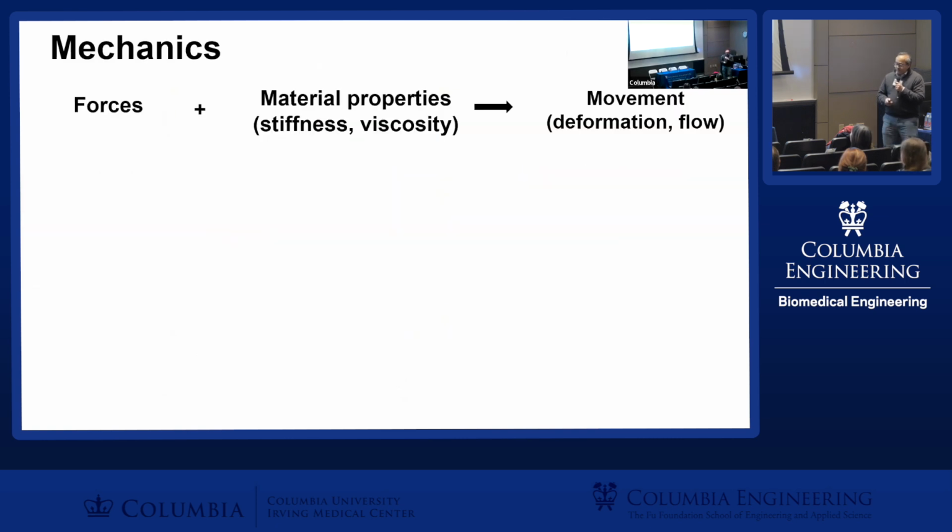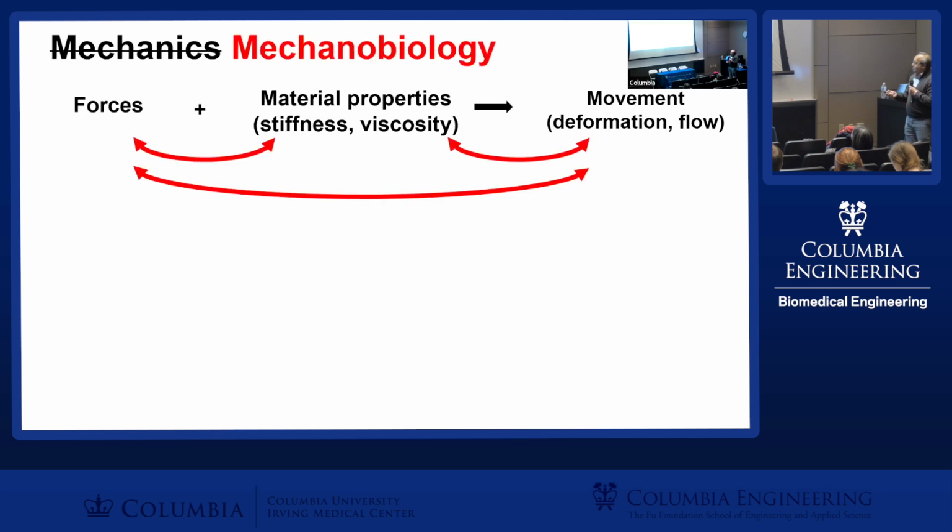Now let's talk about mechanics. In the simplest sense, we can think of mechanics as forces that act on a material that has certain properties, whether it's stiffnesses or viscosities, and that produces a particular movement, a deformation, or a flow. As seemingly simple as this might be, when we apply mechanics to biological systems, it's not that simple anymore because the forces, the properties, and the movement all involve cells that respond to their surroundings, which means that the forces depend on the stiffness, the stiffness depends on the forces, and so it creates all of these nonlinearities.